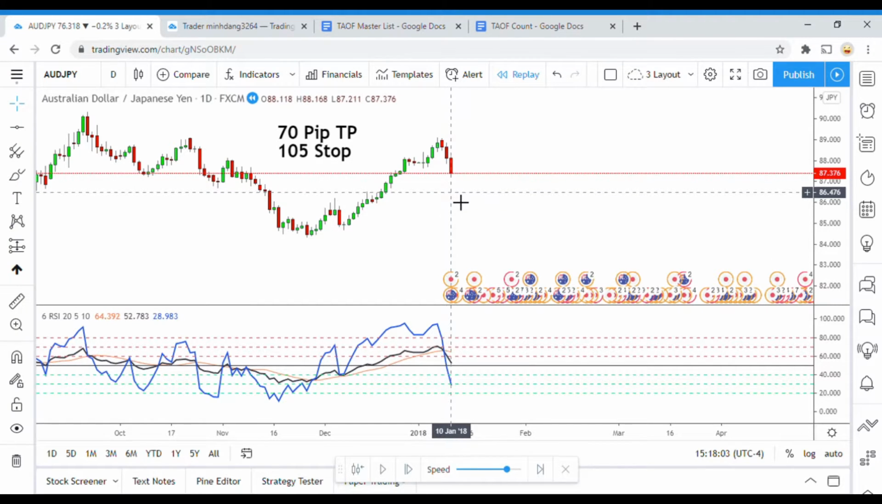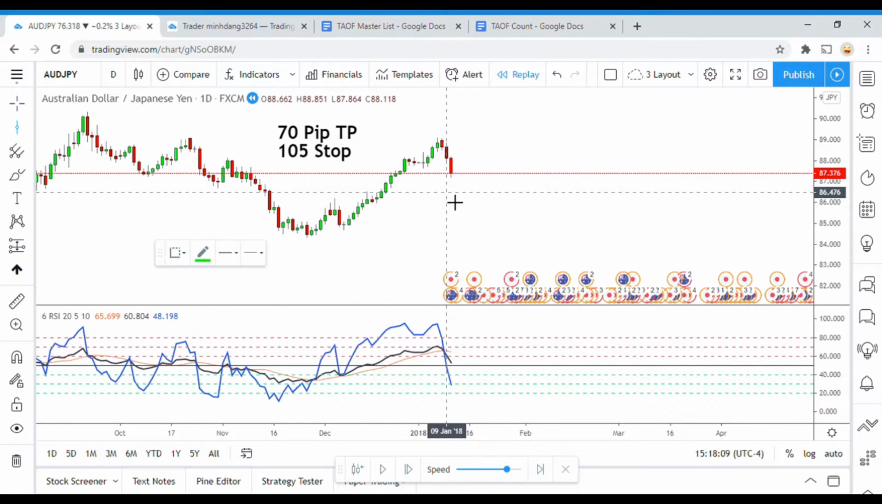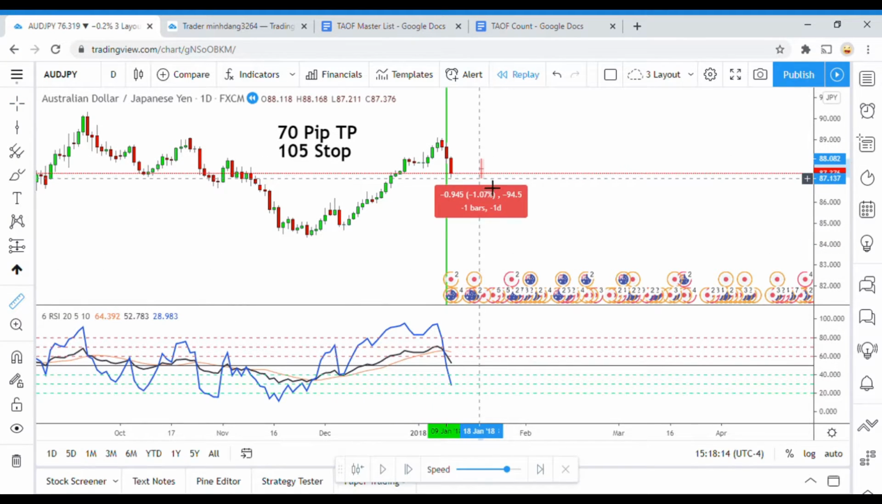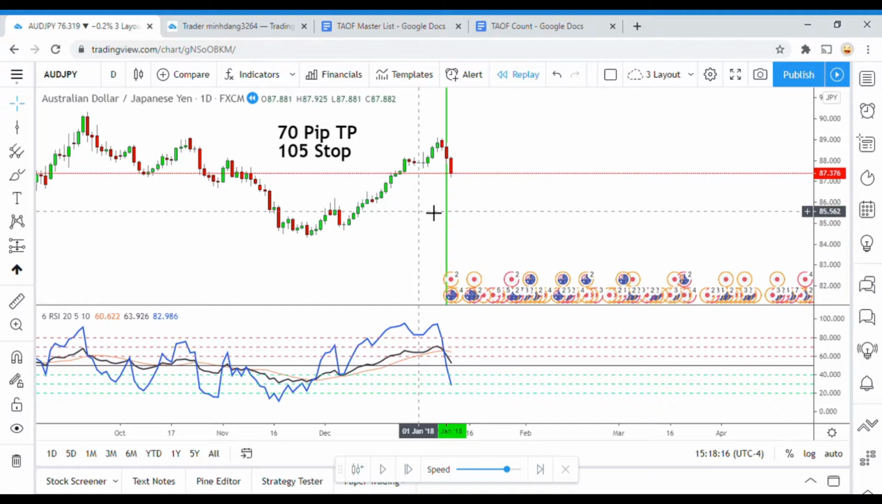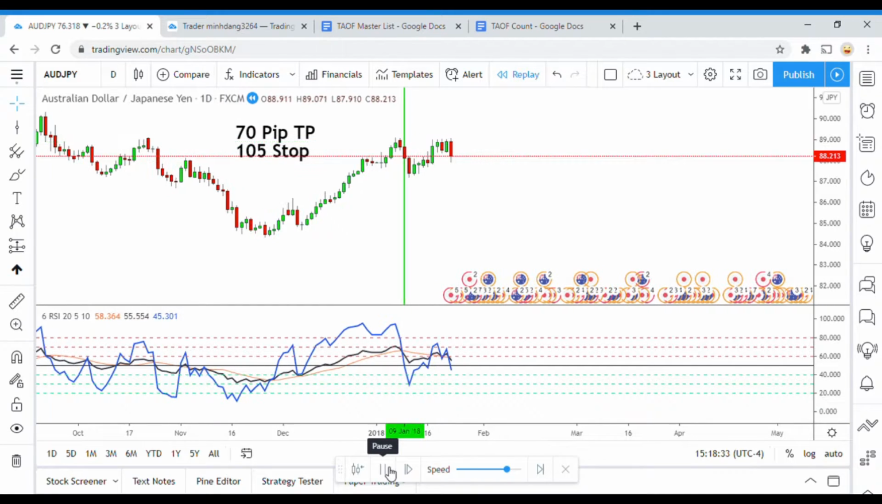Alright, so here is the first move. It is a short signal, and it was a good short signal because we definitely got the pips out of that move. Yes, we did. Alright. Okay, so we are going to move on here.